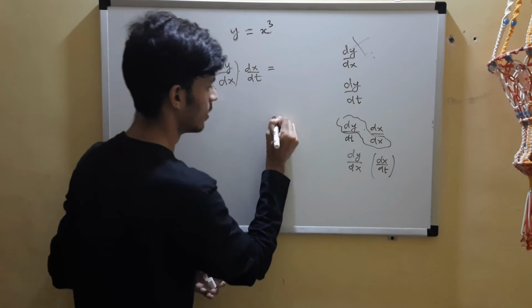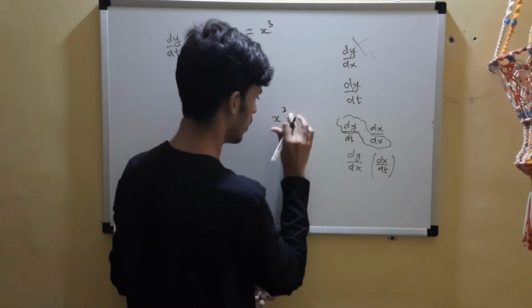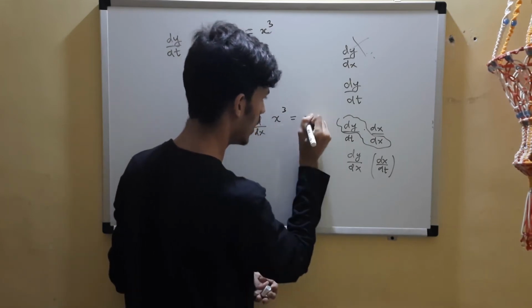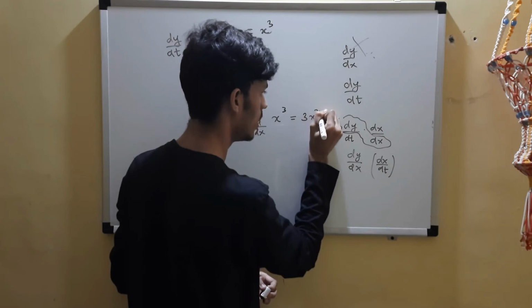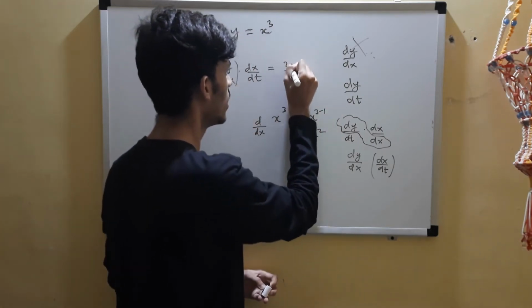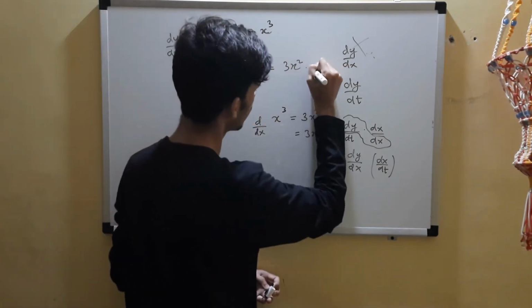So what is dy by dx? That is of the form x raised to n. So what is the derivative of it? It is n x raised to n minus 1. So 3x square. So dy by dx is 3x square, and this is remaining. You just copy paste it.